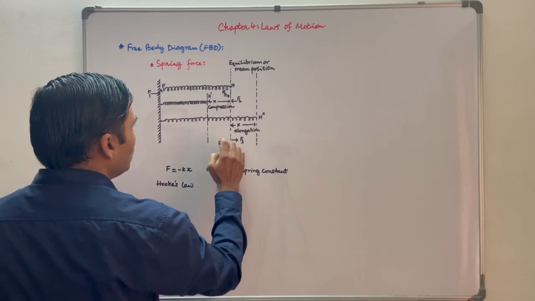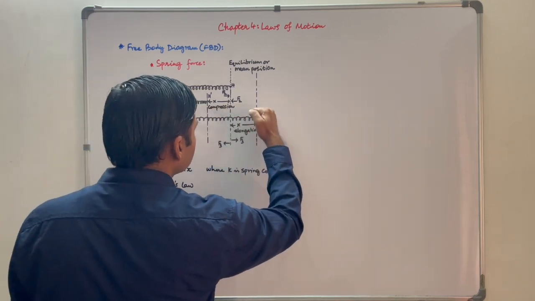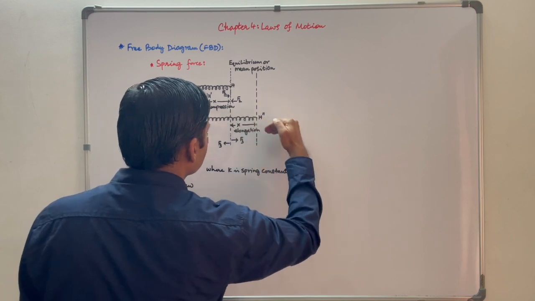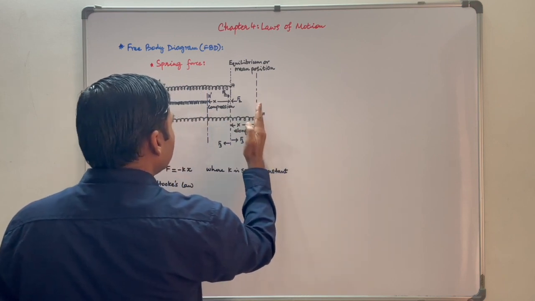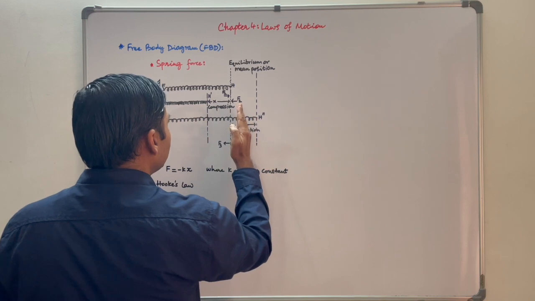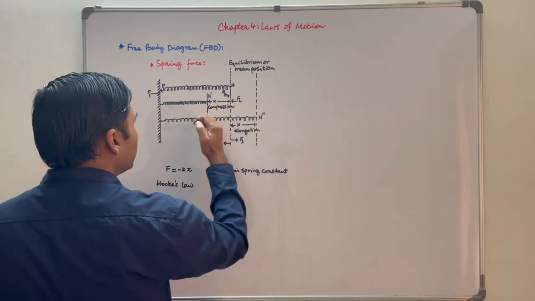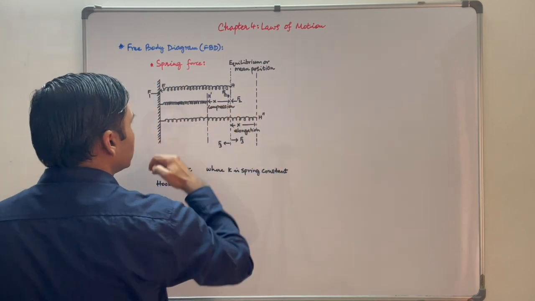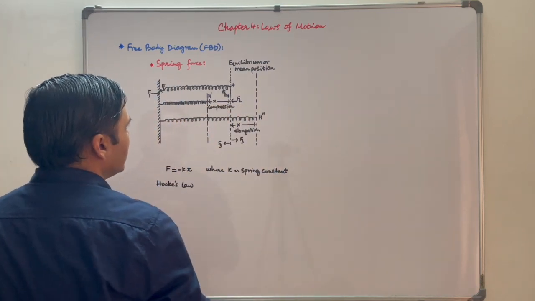In case 2, when the elongation is in this direction, that means force applied on the spring is in this direction. So equal and opposite force as a reaction force by the spring will be in this direction. Elongation is in this direction and reaction force is in this direction. They are in opposite directions again.